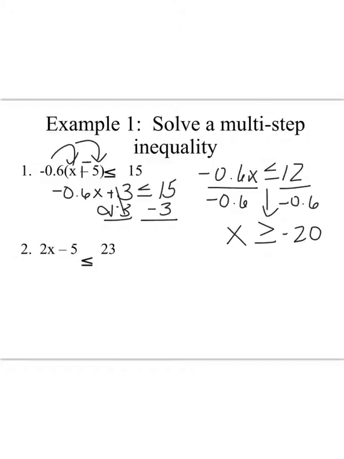Number 2, again, I'm going to go plus the opposite, making it negative 5. So I'm going to add 5 to each side. So 2x will be less than or equal to 28. Divide each side by 2. x will be less than or equal to 14.